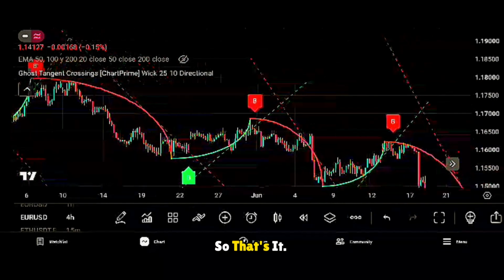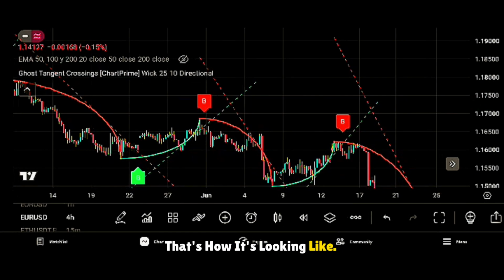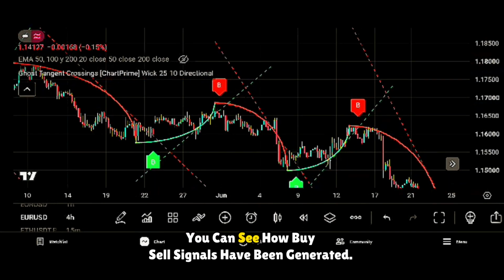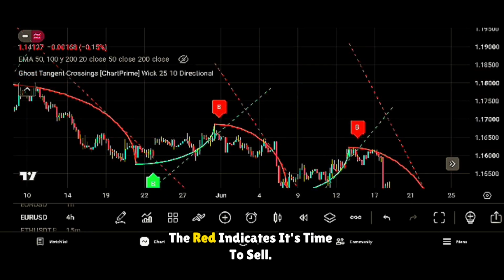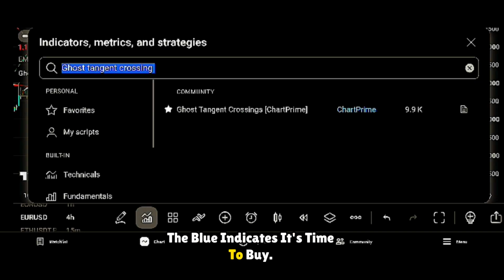So that's it. That's how it looks. You can see how buy and sell signals have been generated. The red indicates it's time to sell, and the blue indicates it's time to buy.